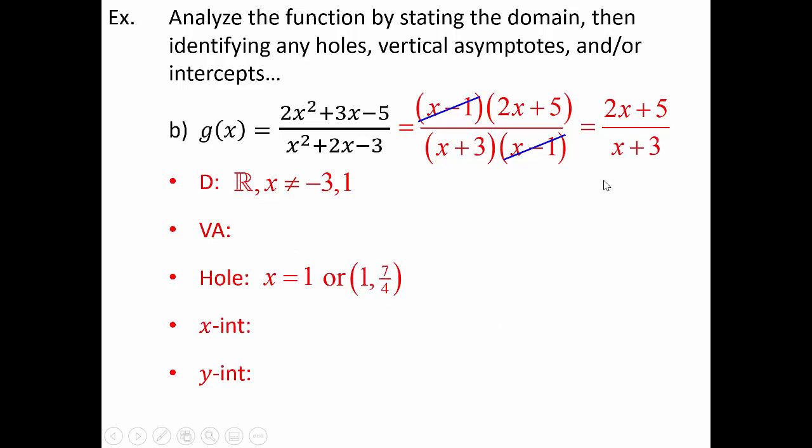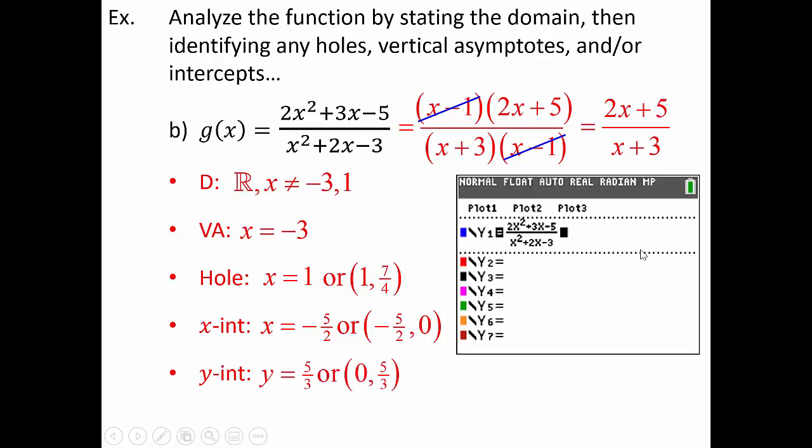And the vertical asymptote will be based on the factor on the bottom that did not cancel out. X plus 3 produces x equals -3. So this one will indeed have a vertical asymptote at x equals -3. The x-intercept is going to be based on the factor that remained on the top. 2x plus 5 gives me an x-intercept of -5/2. And the y-intercept will just be based on the ratio of the coefficients. You can either go from the original or from the final. It gives you the same answer, 5/3.